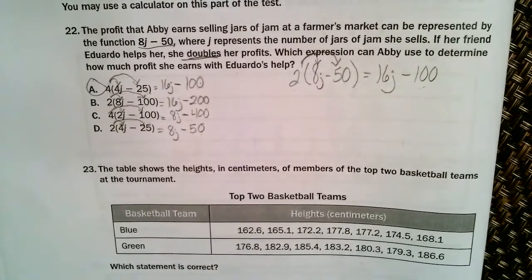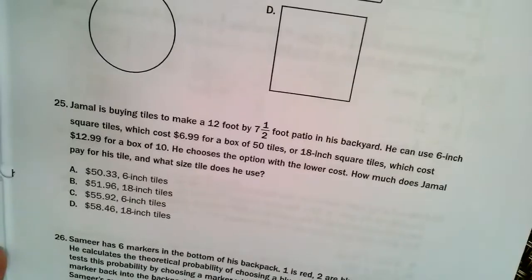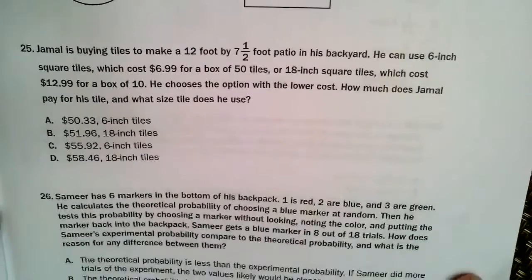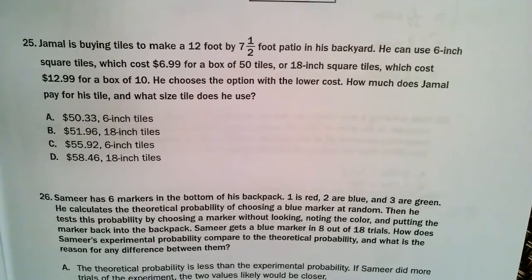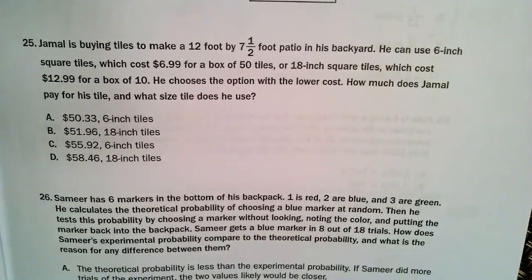Okay, number 25 is next. Jamal is buying tiles to make a 12-foot by 7.5-foot patio in his backyard. He can use 6-inch square tiles, which cost $6.99 for a box of 50 tiles, or 18-inch square tiles, which cost $12.99 for a box of 10. He chooses the option with the lower cost. How much does Jamal pay for his tile, and what size tile does he use?